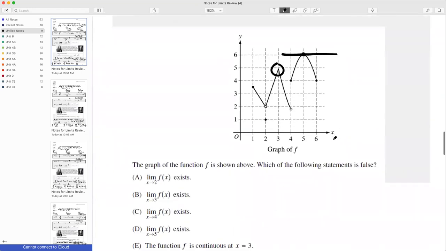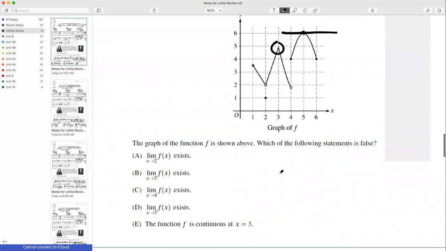So the graph of the function f is shown above. Which of the following statements is false? Okay, the limit as x approaches 2 exists. Yes, we said that that is true. The limit as it approaches 3 exists. Yes. The limit as it approaches 4 does not exist because there is a jump discontinuity.